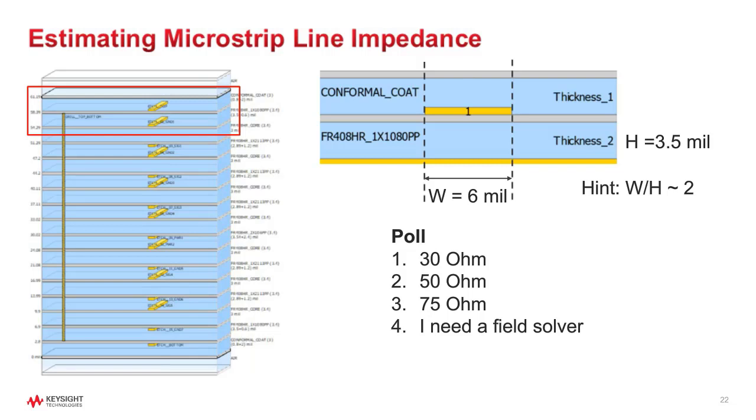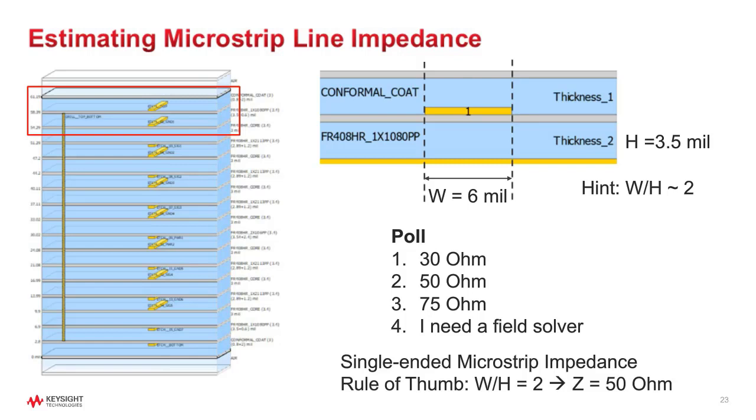Well, it's a rule of thumb, so I'm going to give you a quick estimate here. The answer is 50 ohms. The rule of thumb is if it's a single-ended microstrip transmission line, the impedance rule of thumb goes like this. If the width over height is about 2, the impedance is about 50 ohms.